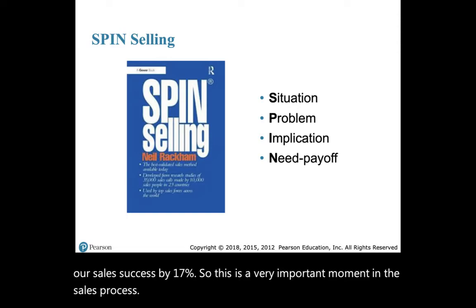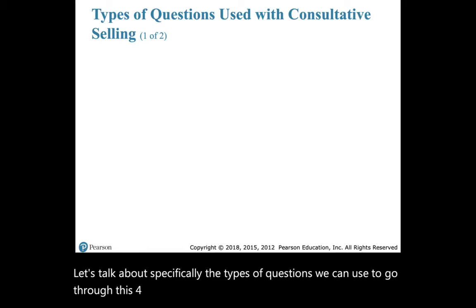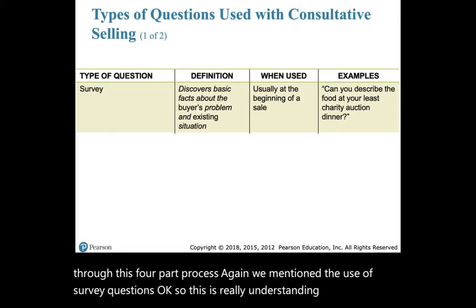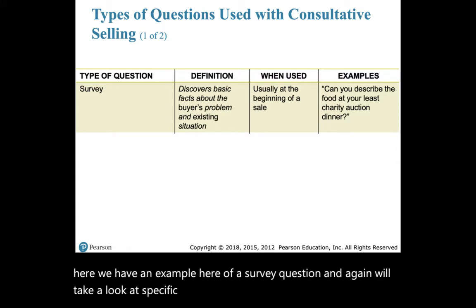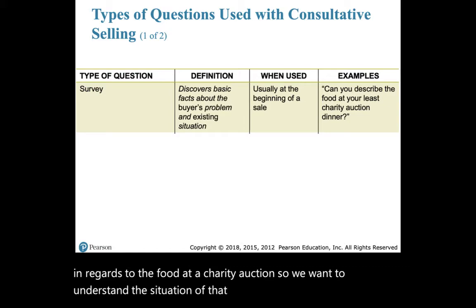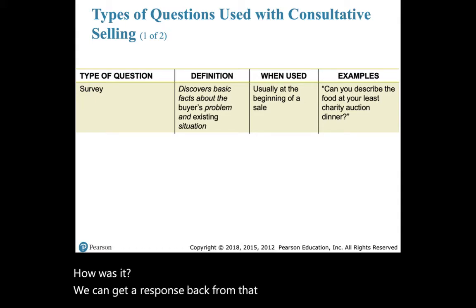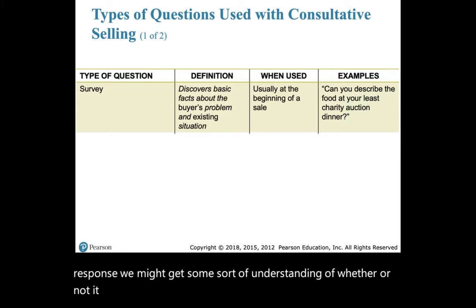Now let's talk about specifically the types of questions we can use to go through this four-part process. Again, we mentioned the use of survey questions. So this is really understanding the situation. Here we have an example of a survey question. In this case, we're asking a question in regards to the food at a charity auction. So we want to understand the situation of that food. How was it? And we can get a response back from that. Depending on the response, we might get some understanding of whether it was positive or negative. So the survey question helps us understand the situation.